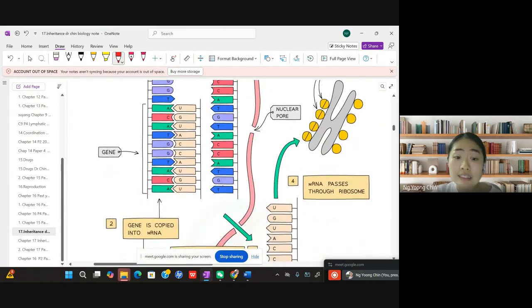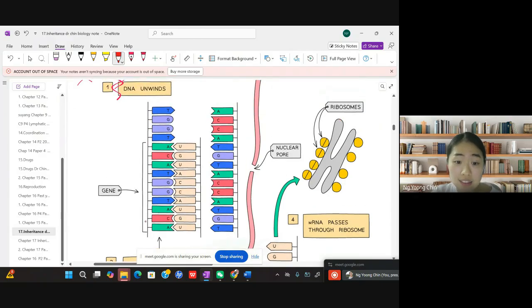So you can see this is the DNA, and here is the messenger RNA. The difference in the RNA is because of the base. In the RNA, you don't have thymine. The thymine is replaced with uracil, which is U. So that's why A can only pair with U, not T. So this is the RNA, which is the messenger RNA.